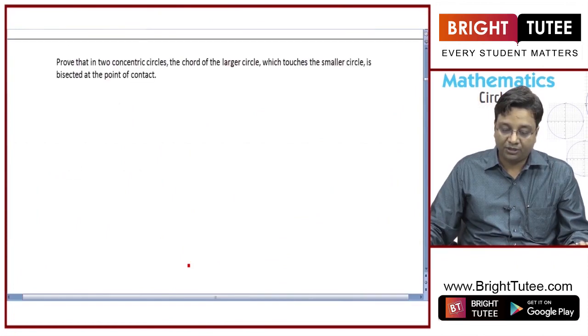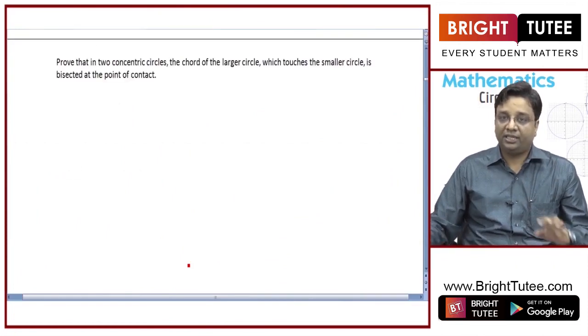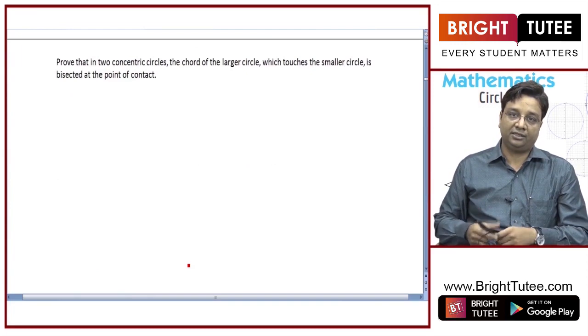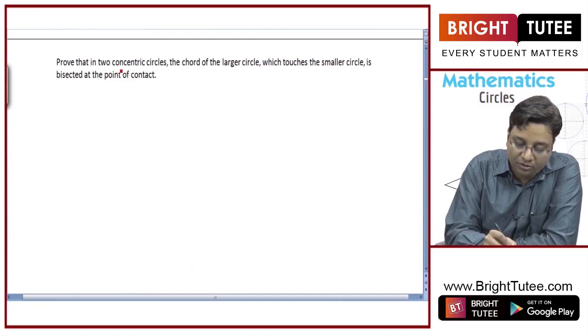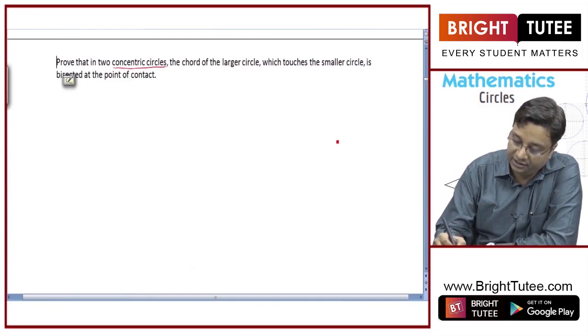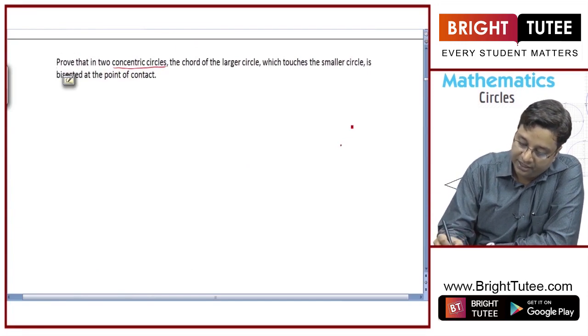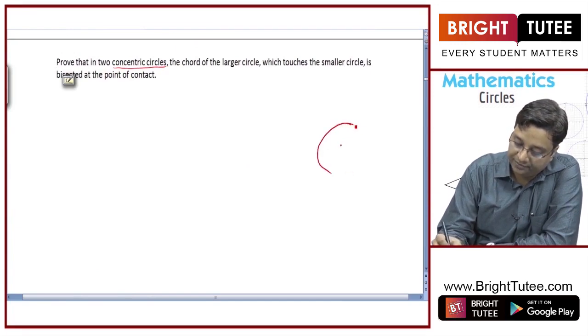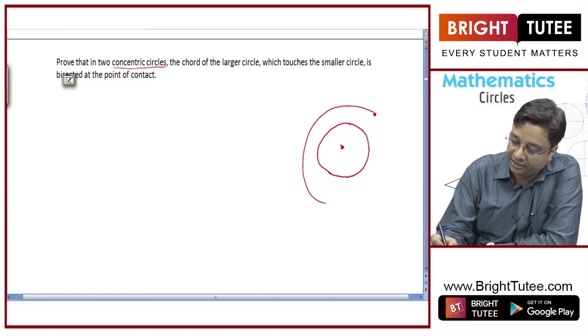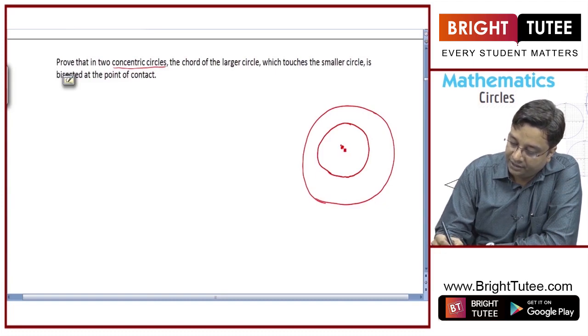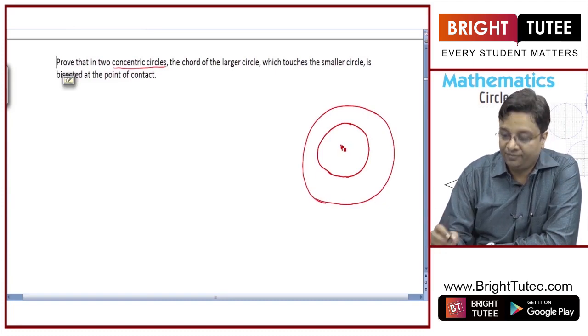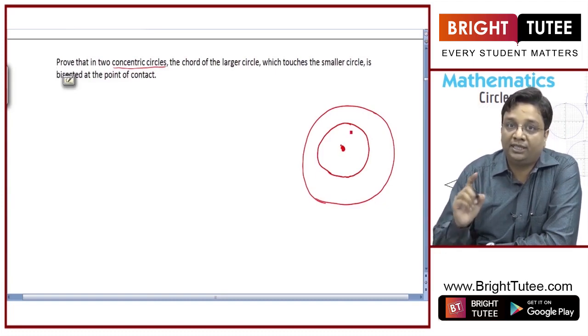Now let's move to these questions. These questions will also clear the concepts of circles, right? Prove that in two concentric circles. What are concentric circles? Let us say this is the center, and if I draw a circle, having some radius, and then I draw another circle with the same center, having, let us say, larger radius. If these two circles have the same center, these two circles are concentric.